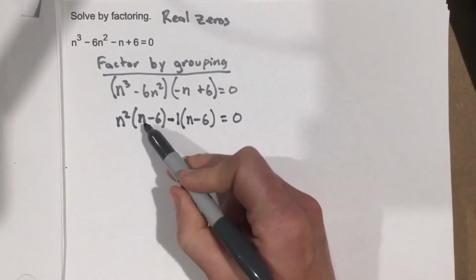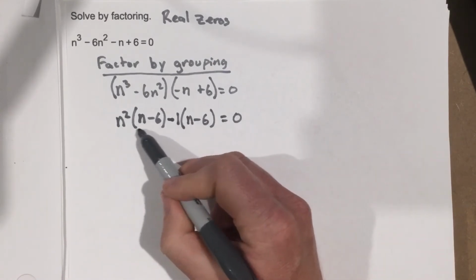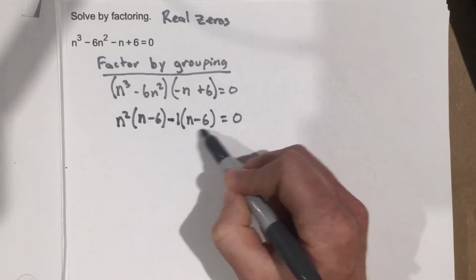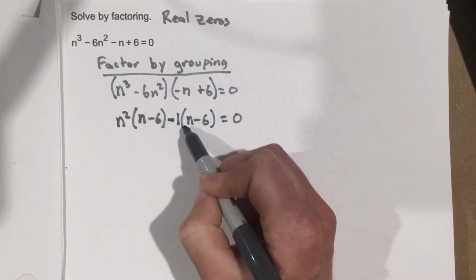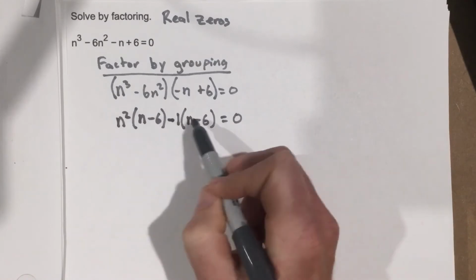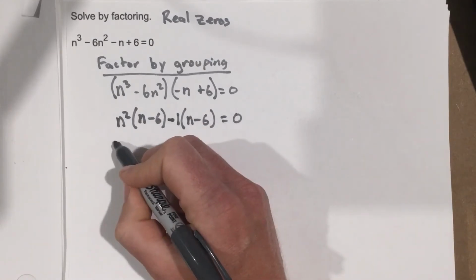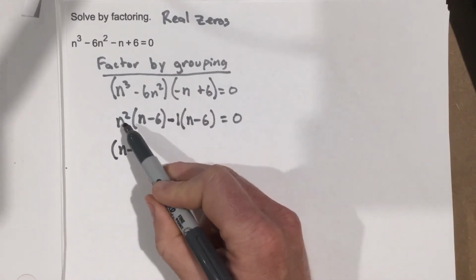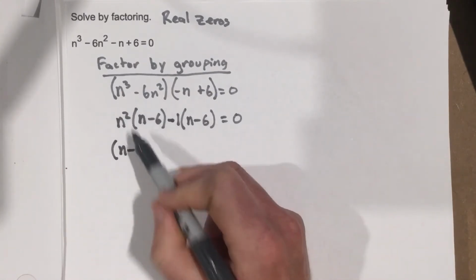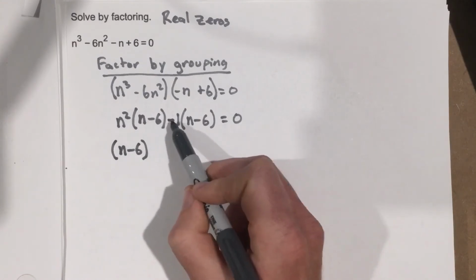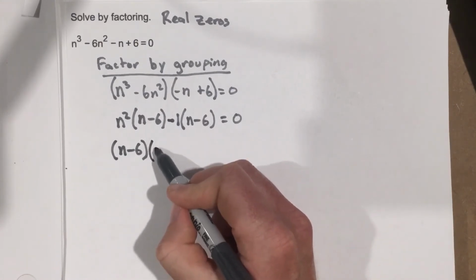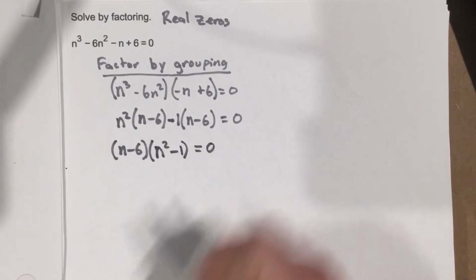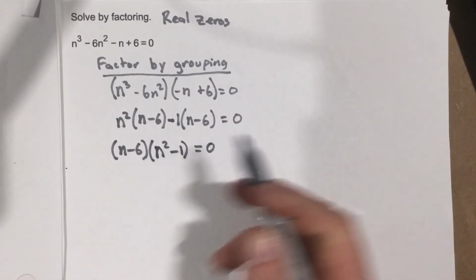Now because we have n minus 6 in both terms, this is all one term because of the multiplication. It's bound by multiplication there, and this is bound by multiplication here. Because n minus 6 is in each term, we can actually factor n minus 6 out. And when we take n minus 6 out, all that's left is, reverse foiling, n squared minus 1. So we end up with n minus 6 times n squared minus 1 equals 0. That's the factor by grouping part.